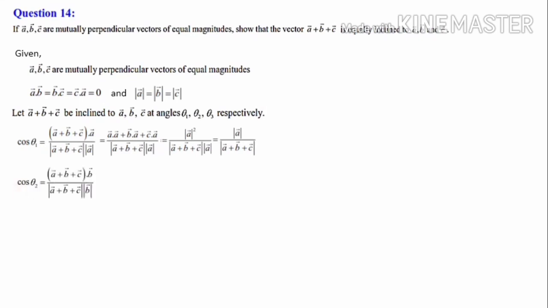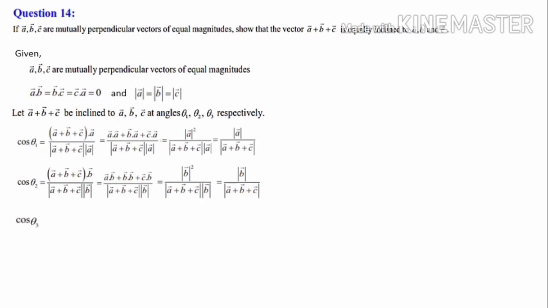Next, cos theta 2. Theta 2 means A plus B plus C and vector B, the second vector. So (A plus B plus C) dot B divided by modulus of (A plus B plus C) into modulus of B. As before, just to take the dot product, A dot B, then B dot B, then C dot B, divided by the denominator which is same. Here A dot B and C dot B become 0 as per the given condition. So B dot B will come as modulus of B square, by denominator which is same. Here in the denominator there is a modulus of B and in the numerator there is a modulus of B square. When you cancel it, you will get modulus of B by modulus of (A plus B plus C).